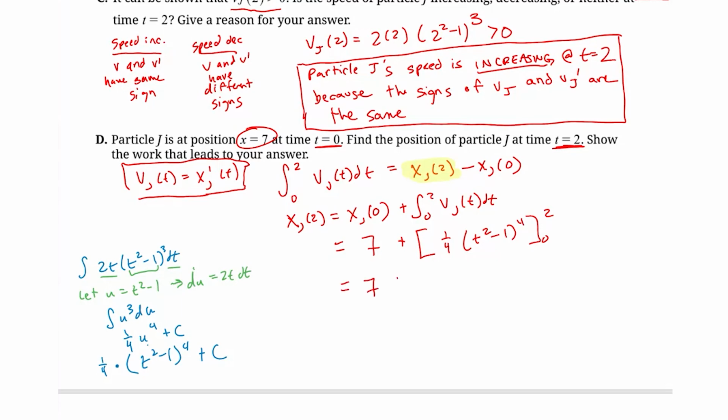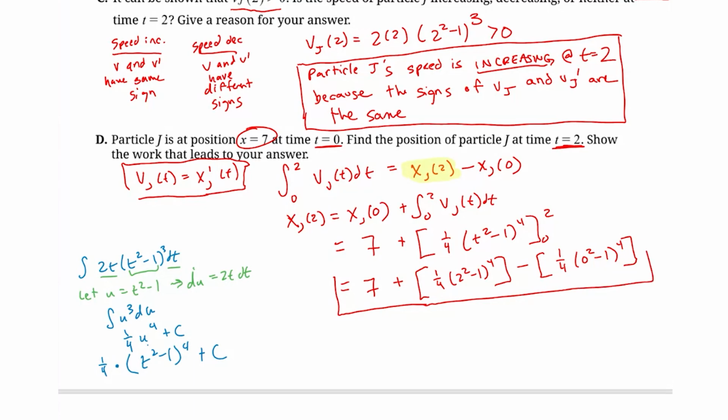So this is 7 plus, let's start by plugging in 2. Okay, 1/4 times 2 squared minus 1 to the fourth. And now we're going to plug in 0. 1/4 times 0 squared minus 1 to the fourth. And that's going to be our answer. Do we have units here? No, we haven't had units the whole time, have we?